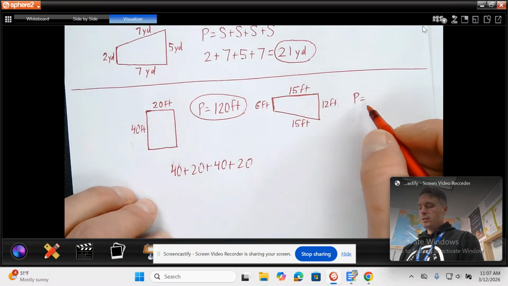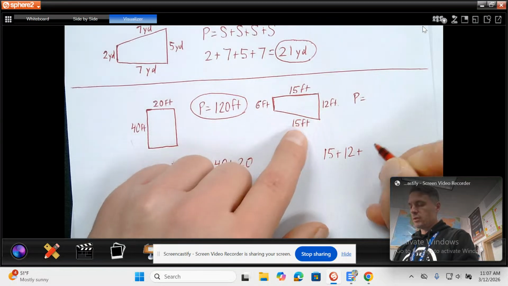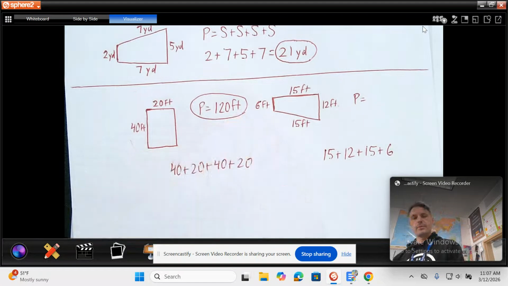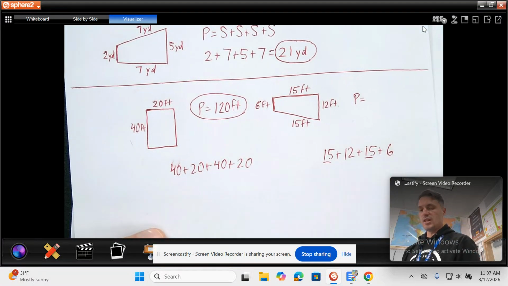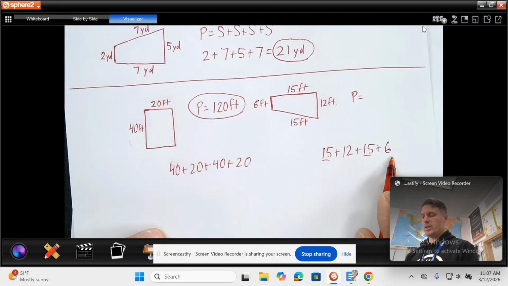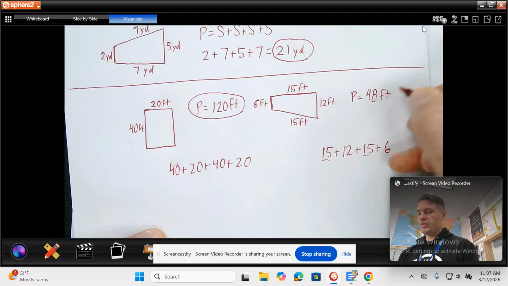Okay, for this one, we'd have to add up 15 plus 12 plus 15 plus 6. Now I think the easiest way to add this up would be to add the two 15s first. That would give us 30. And then 30 plus 12 would be 42. And then we add 6 to that and we get 48. So the perimeter is 48 feet.